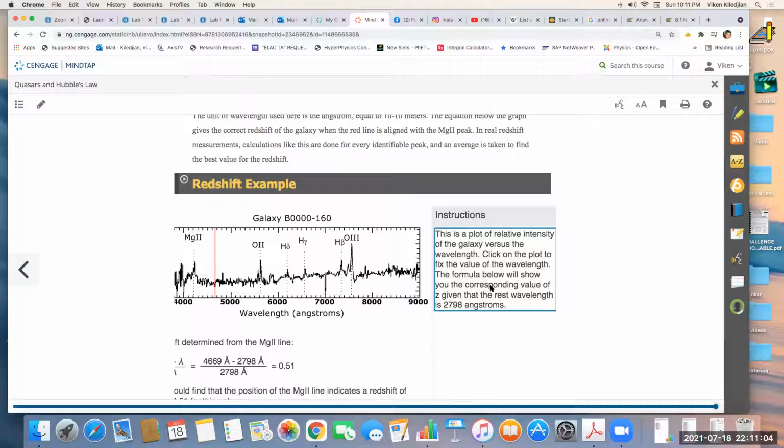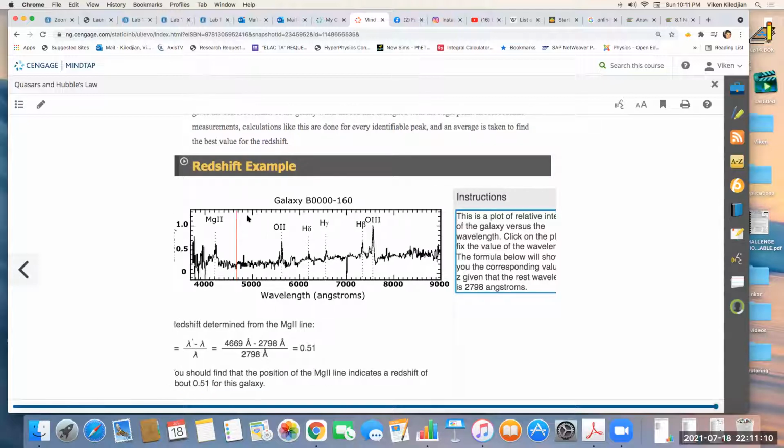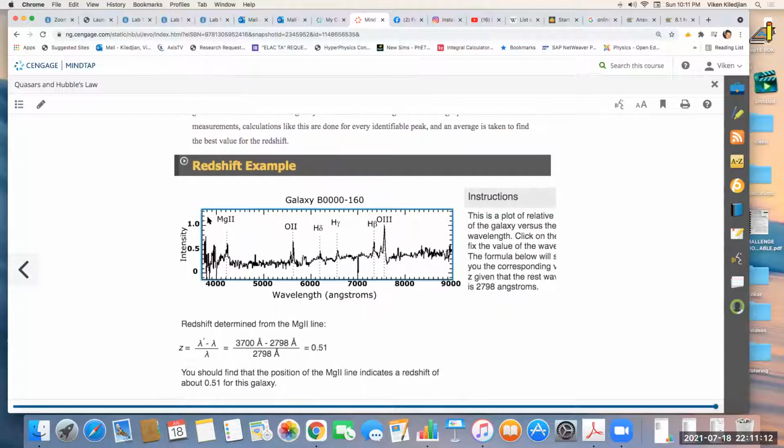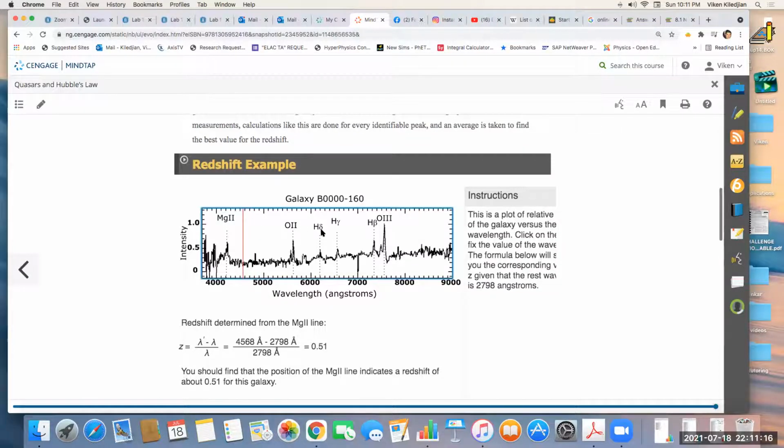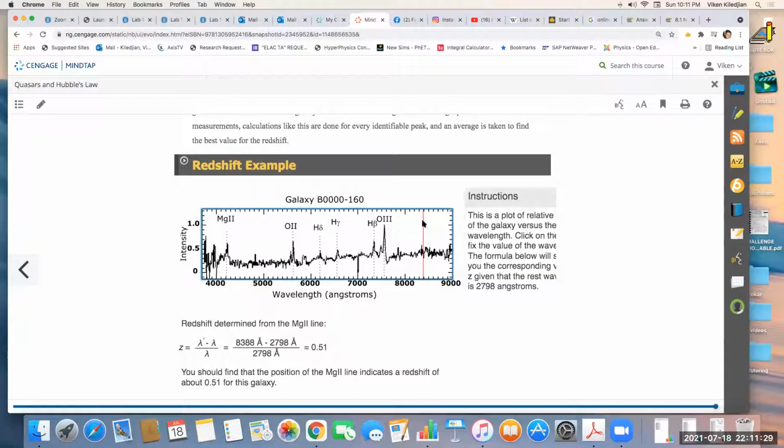The formula below will show you the corresponding value of Z, given that the rest wavelength is 2798. This is a huge shift then. So this is the H gamma. This is the hydrogen Balmer line, H beta. Remember, there were 4 hydrogen Balmer lines. We can't go beyond the scope here.